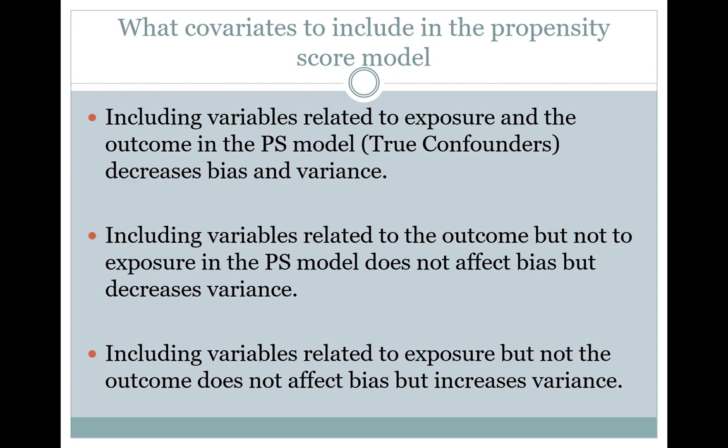Now, in terms of true confounders, we want to include as many as we can. Typically, a propensity score model has a very large number of covariates because of trying to make sure that the assumption that there are no omitted confounders is tenable.